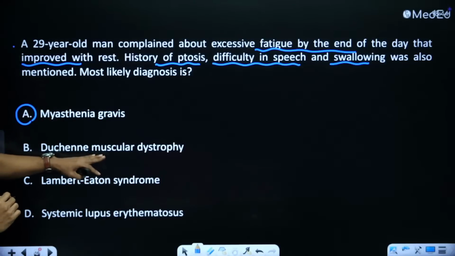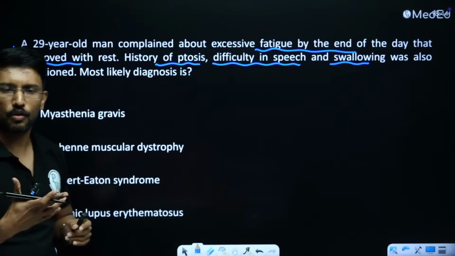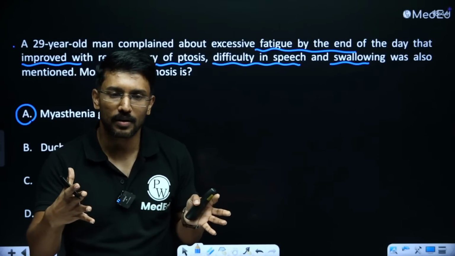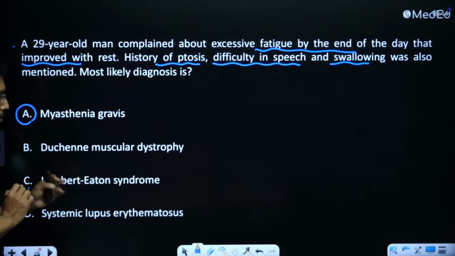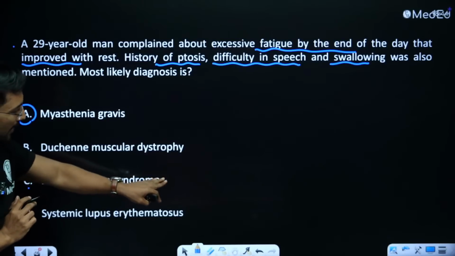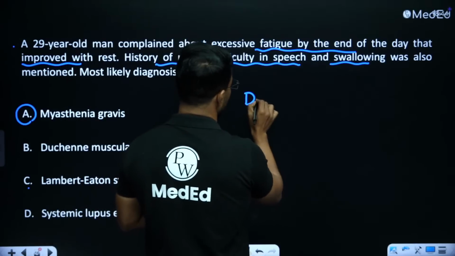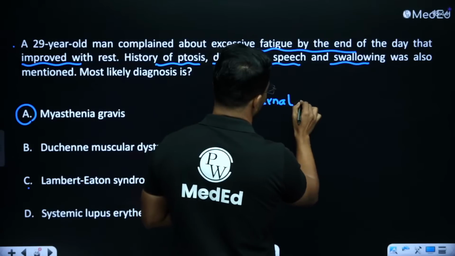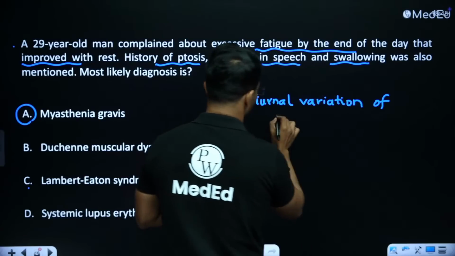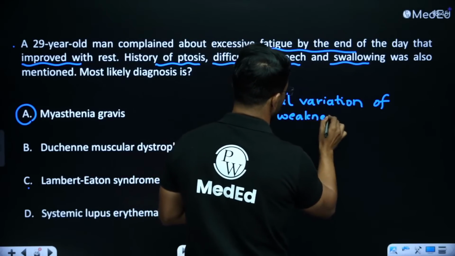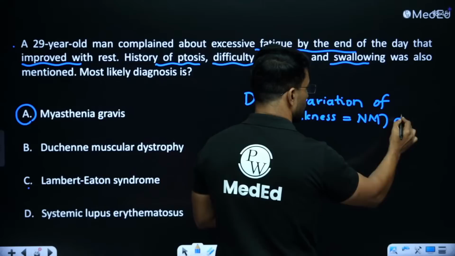Duchenne muscular dystrophy or systemic lupus erythematosus, of course, may have some degree of fatigue or weakness, but it is not going to have a diurnal variation. Lambert-Eaton can have the diurnal variation because this is also a neuromuscular junction disorder, but the weakness is maximum at the beginning of the day, not by the end of the day, right? So whenever a question talks about diurnal variation of weakness, the question is talking about a neuromuscular junction disorder, right? This is equal to neuromuscular junction disorder.